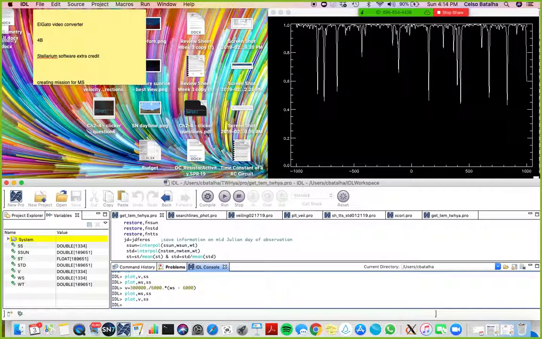Now let's do that. VWS. Okay. So now we have the same spectra we had before, but now in velocity scale. So this region here at zero corresponds to 6,000 angstrom. Now let's shift this 50 kilometers per second. So I'm gonna overplot.